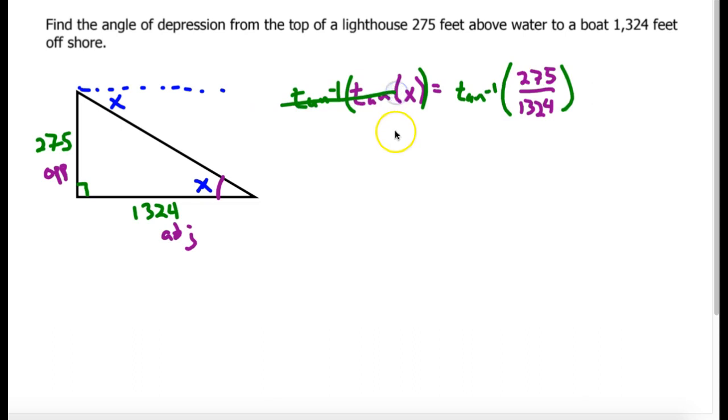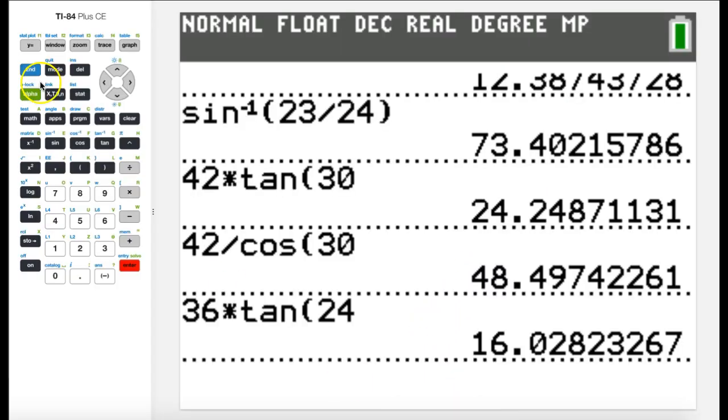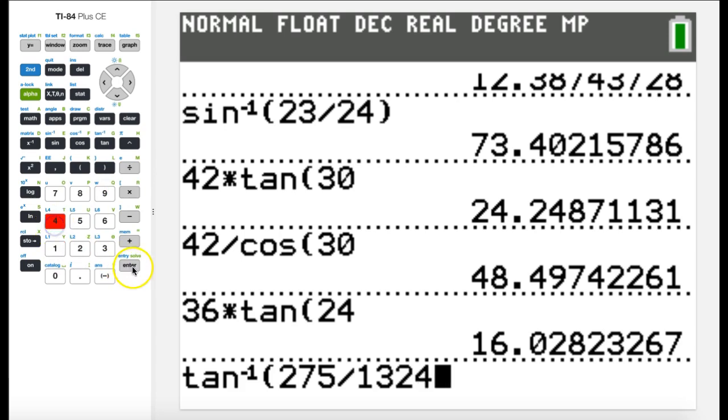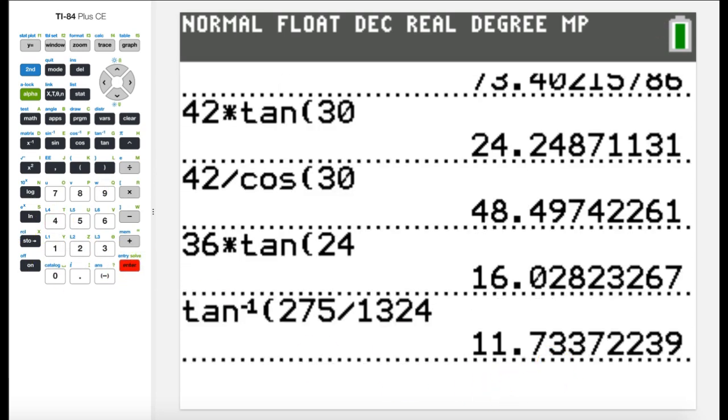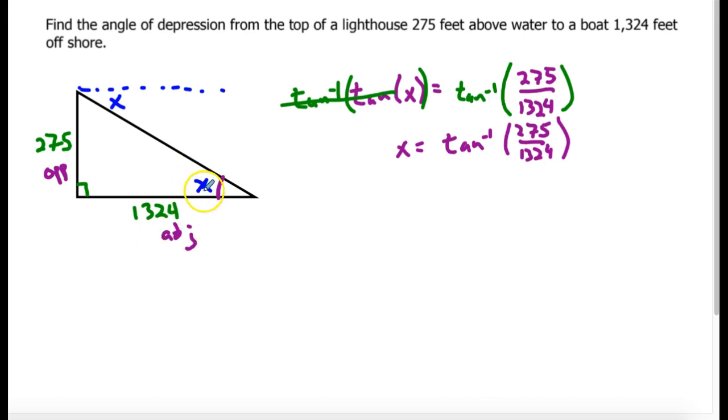So these cancel, and we are just left with x equals inverse tangent of 275 divided by 1324. And that I can put into the calculator. So second tangent, 275 divided by 1324, and we get 11.7. So that angle is 11.7 degrees, all right, which means the angle of depression up here is 11.7 degrees.